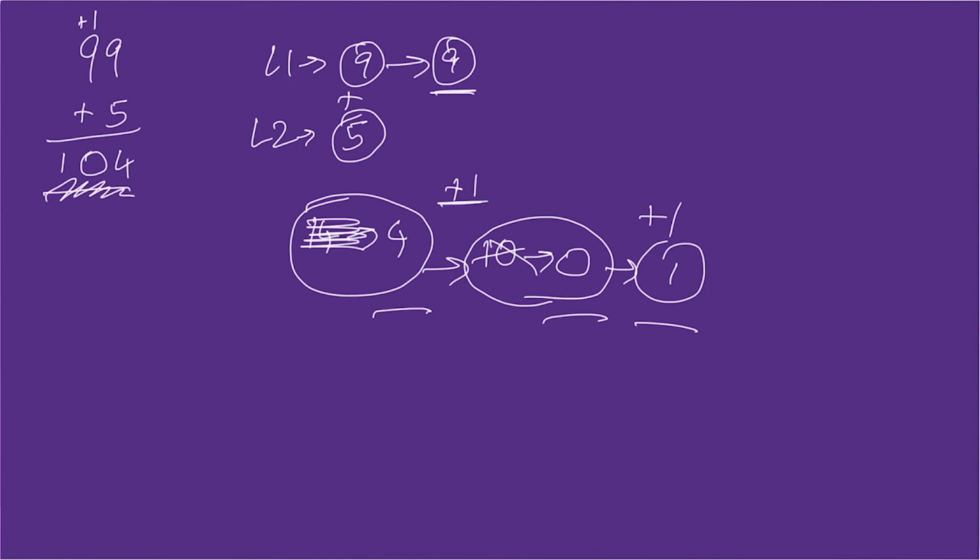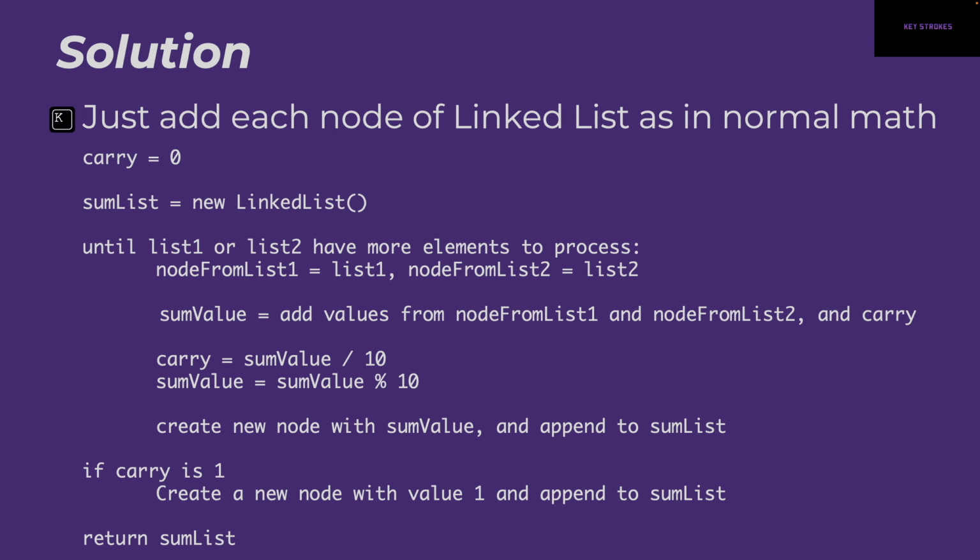So this is an interesting corner case when all you have is a carry and all the digits have been exhausted from the 2 linked lists that were given to us. Okay, so as we saw, it's as simple as adding each node of the linked list as normal math, and you'll get your answer. Here we have the pseudocode that we're going to implement. I'm not going to discuss the pseudocode right now because this is what we are going to implement.